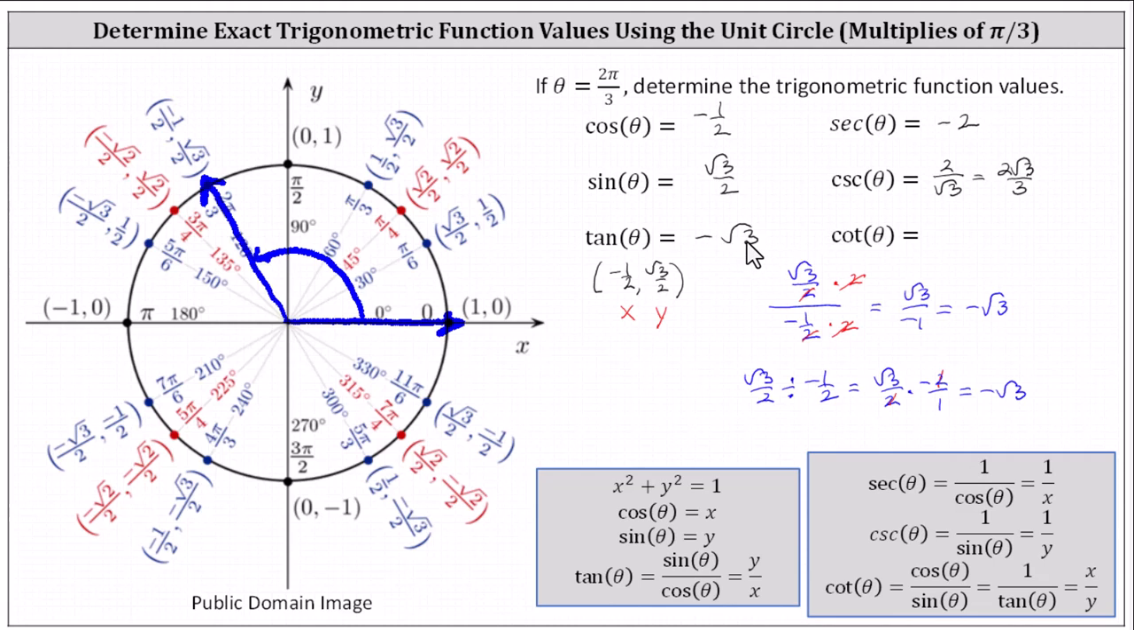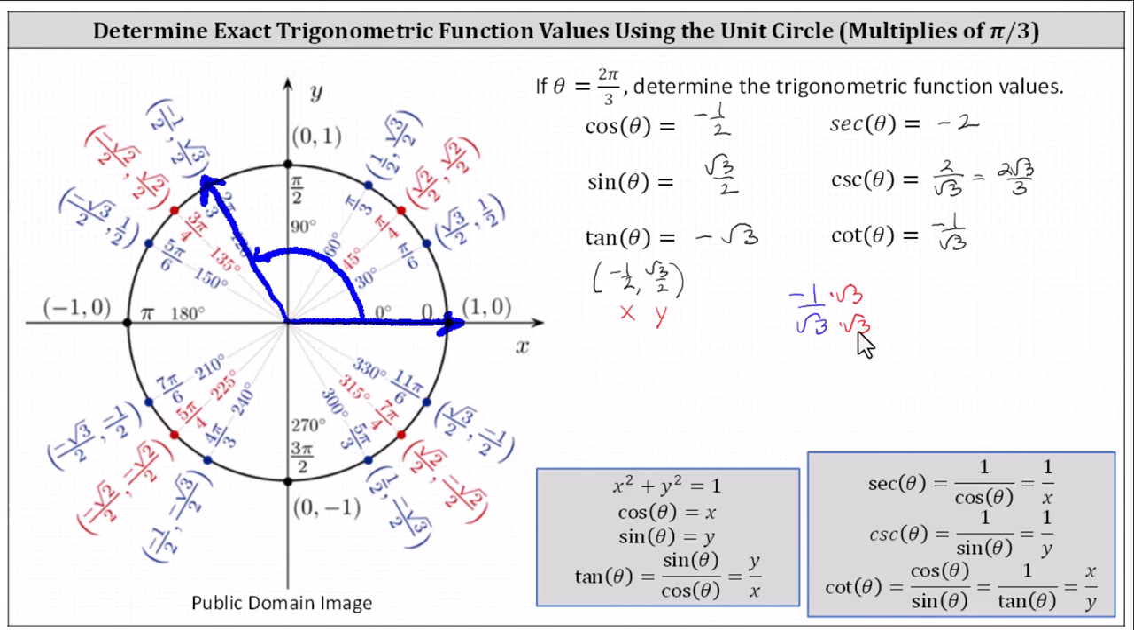And finally, cotangent theta equals a reciprocal of tangent theta, or x divided by y. Notice here we have the tangent function value of square root 3 divided by -1. The reciprocal is -1 divided by square root 3, which gives us the cotangent function value. Cotangent 2 pi divided by 3 equals -1 divided by square root 3. But again, let's go ahead and rationalize the denominator. We have negative square root 3 divided by 3.